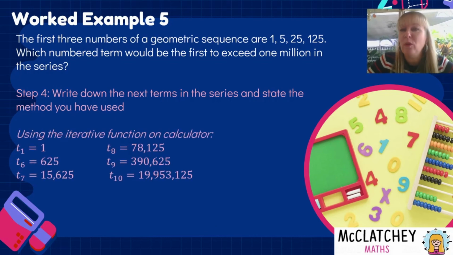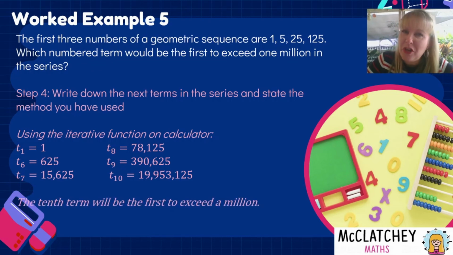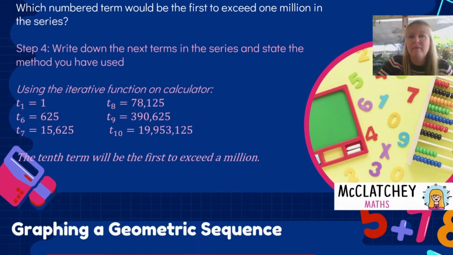So I've got all of that information here now. I've taken it from the 6th term, the 7th, 8th, the 9th, and the 10th, and I've given all of that information, and then I need to finish it off in a statement. It's the 10th term that will be the first to exceed 1,000,000. So that's one little mistake that people will often make, remembering that it's the power of 9, but it's not the 9th term, it's n minus 1 equals 9. So therefore, n equals 10, and it's the 10th term.